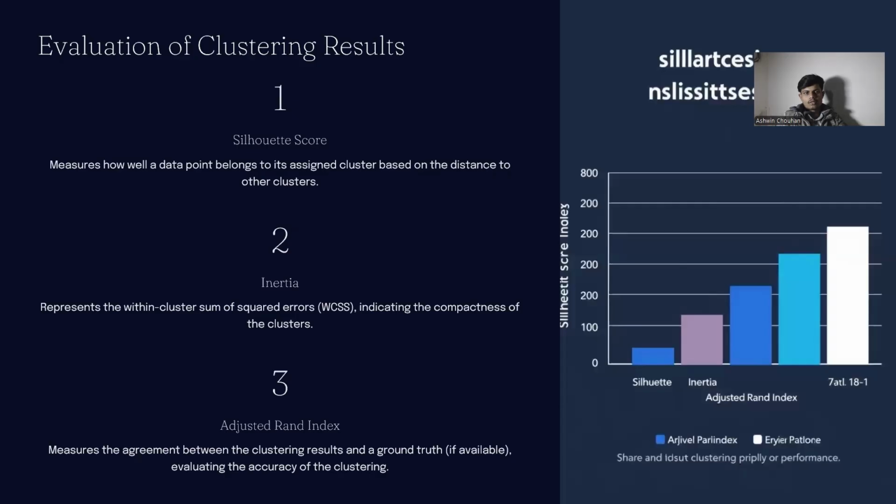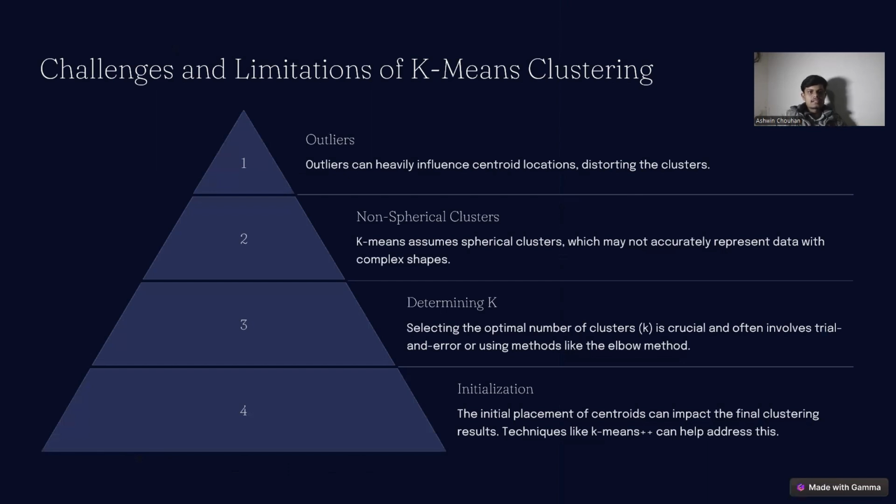Now let's move to our topic: challenges and limitations of k-means clustering. Outliers. Outliers can heavily influence centroid location, distorting the clusters. Non-spherical clusters. K-means assumes spherical clusters, which may not accurately represent data with complex shapes. Determining k. Selecting the optimal number of clusters k is crucial and often involves trial and error or using methods like the elbow method. Initialization. The initial placement of centroids can impact the final clustering result. Techniques like k-means++ can help address this.